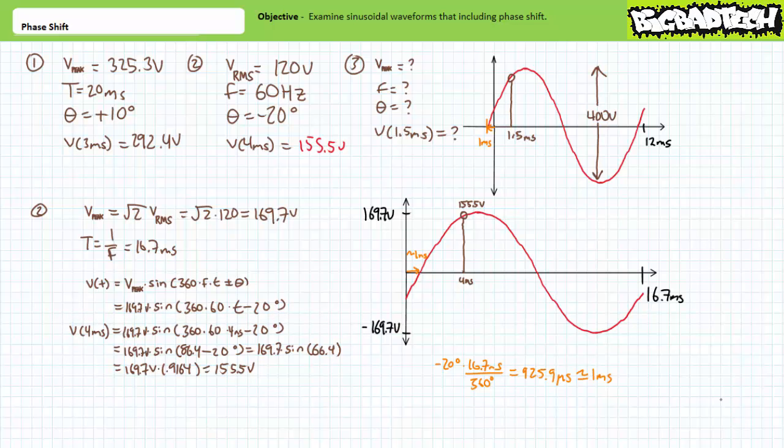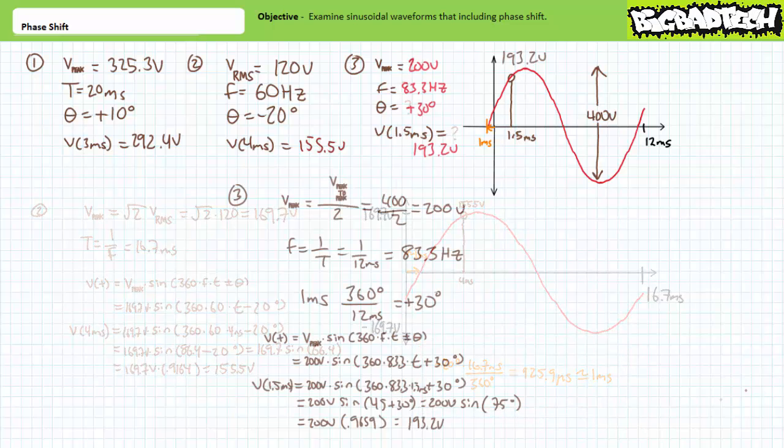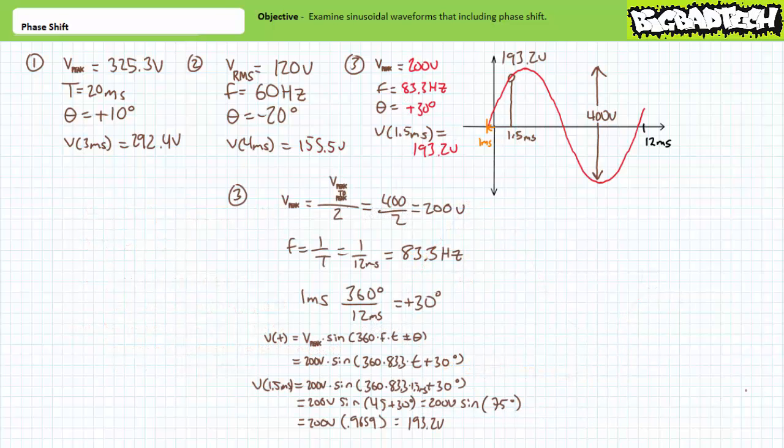When we draw a rough sketch of this waveform with respect to time, you'll note the waveform completes a full oscillation over a period of 16.7 milliseconds. However, its zero crossing going positive is shifted negative 20 degrees, or 925.9 microseconds, backward or to the right. Note the time value corresponding to a negative 20 degree phase shift is arrived at by a unit conversion, as this illustrated operation shows. The third example problem is the same song in reverse.